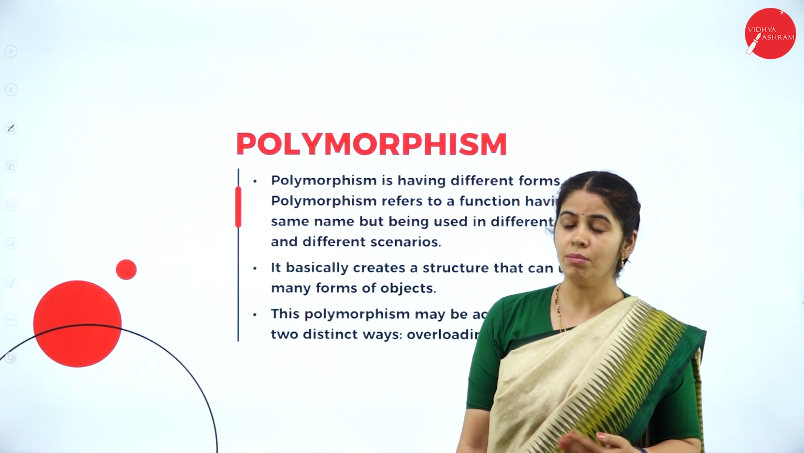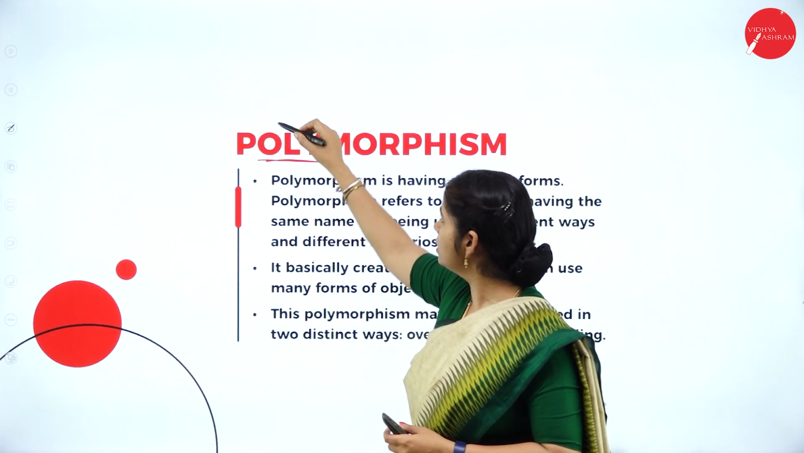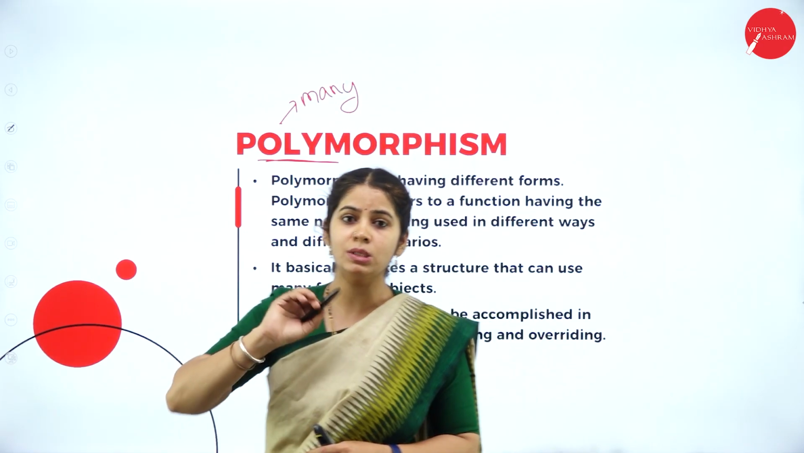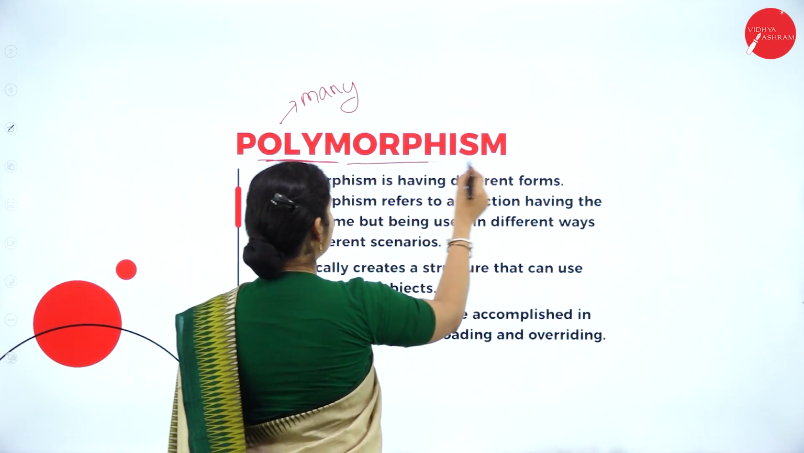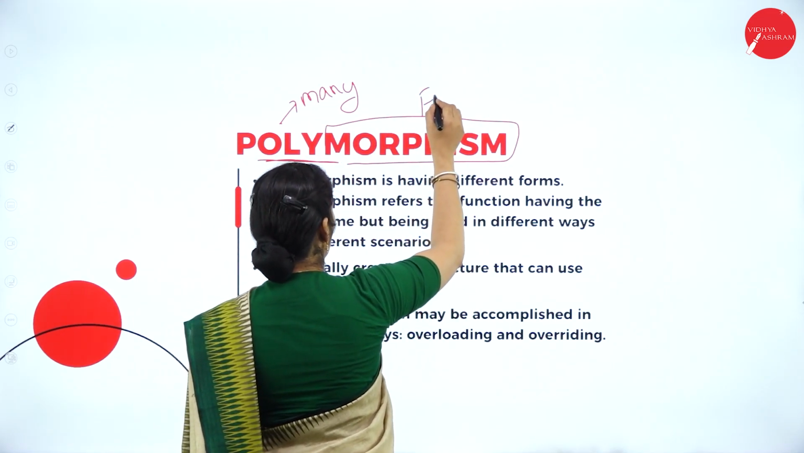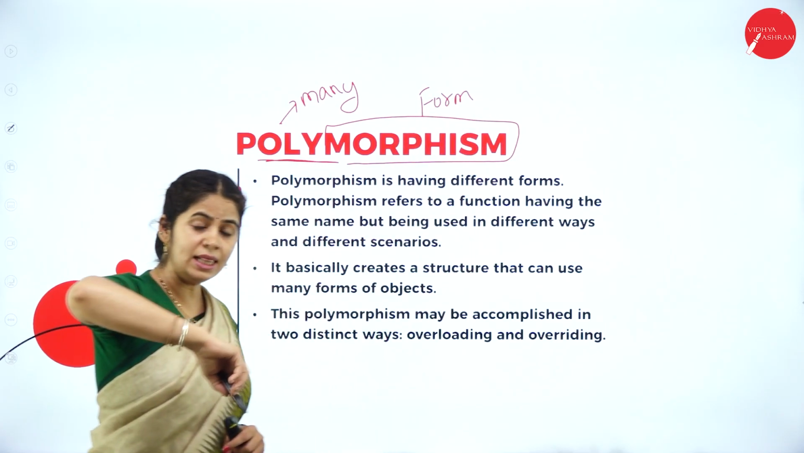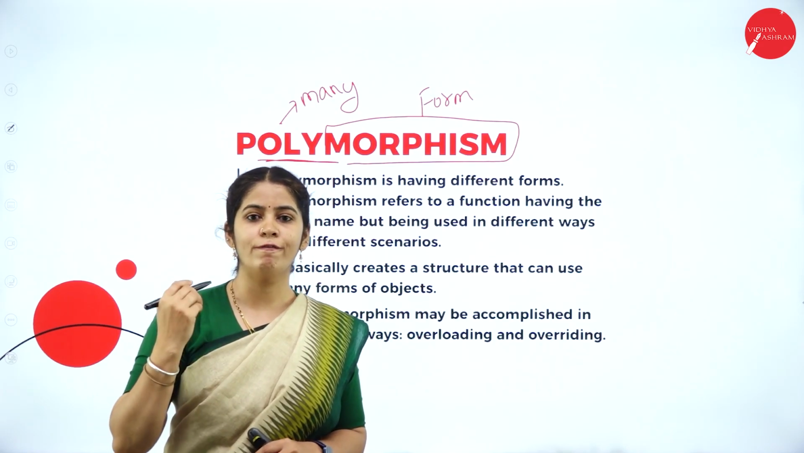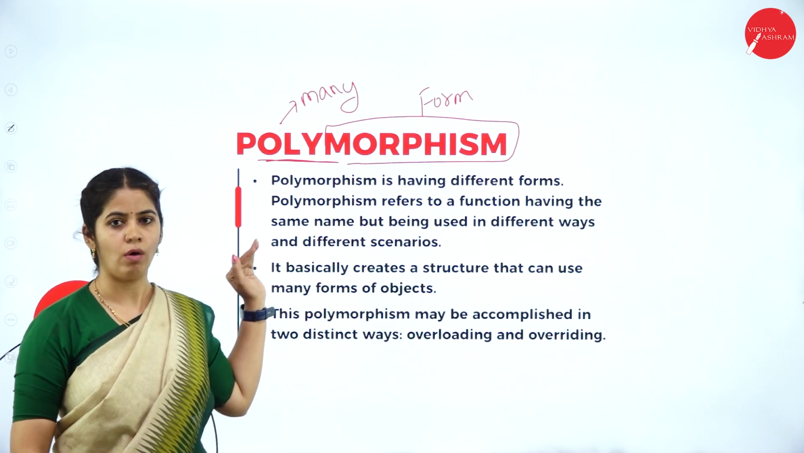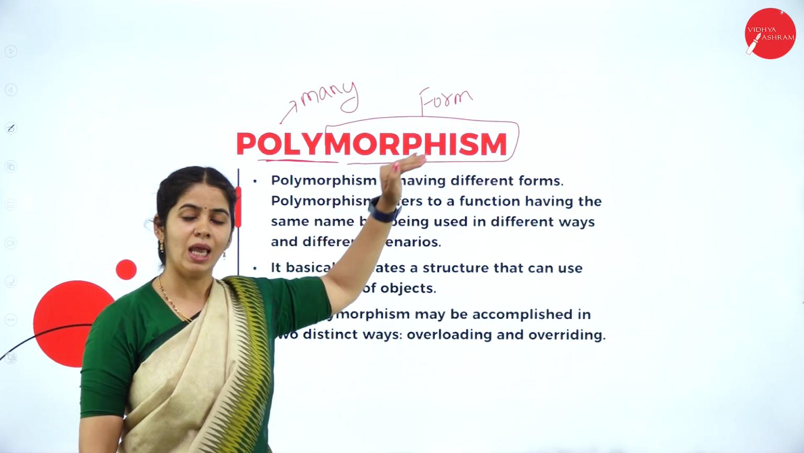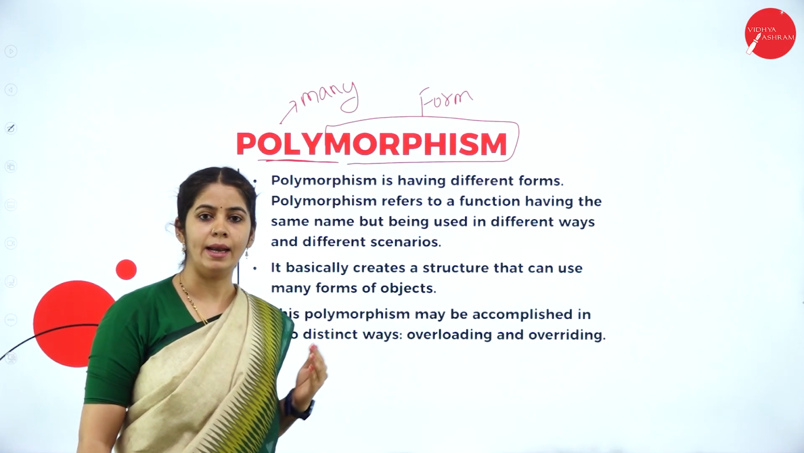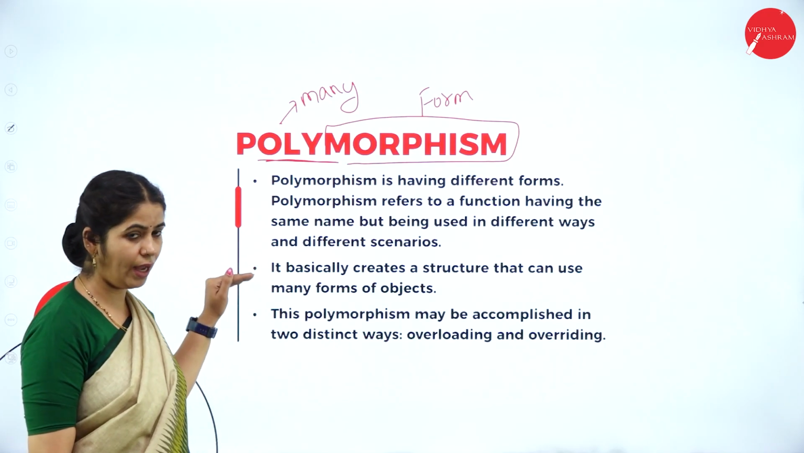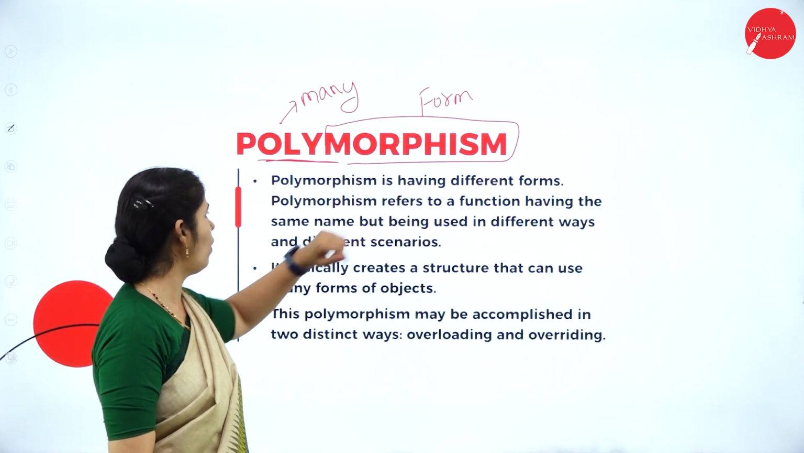Next, one more concept of object oriented programming is polymorphism. What is polymorphism? As the name itself indicates, poly means what? Many. All of you know this concept. Poly means many, and morphism means forms. A single operator or a single method having more than one form is called polymorphism. It may be an operator or it may be a method. So polymorphism is having different forms.